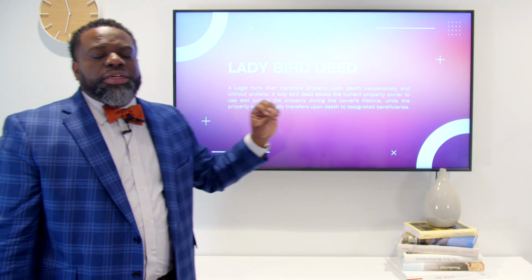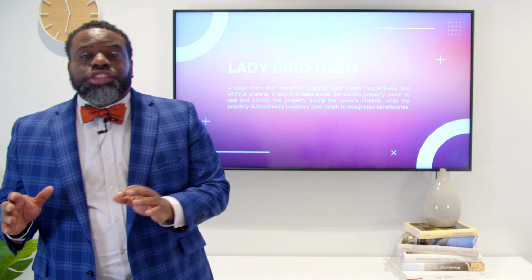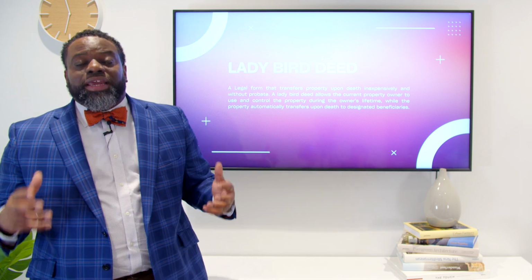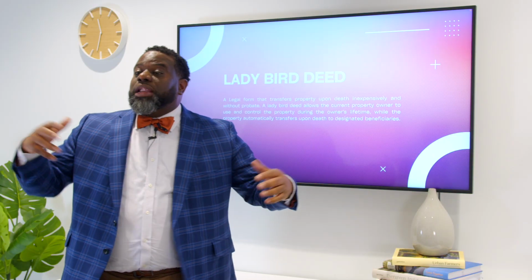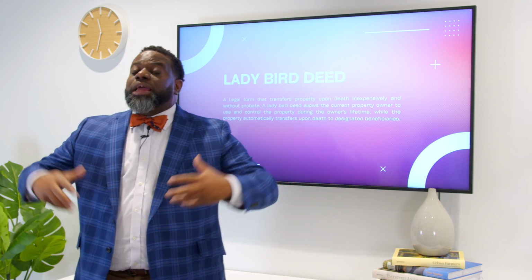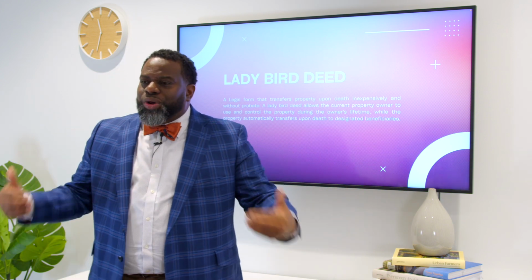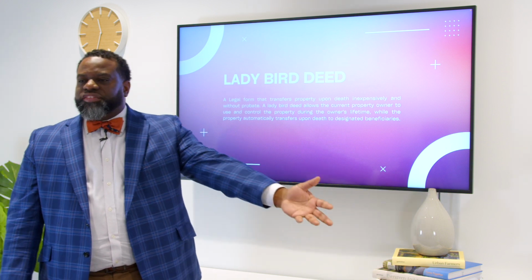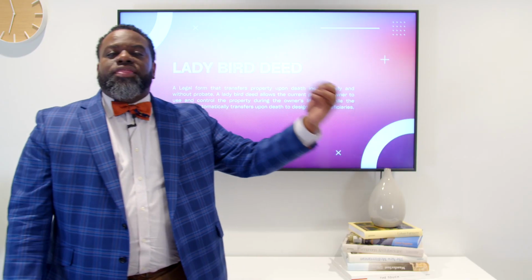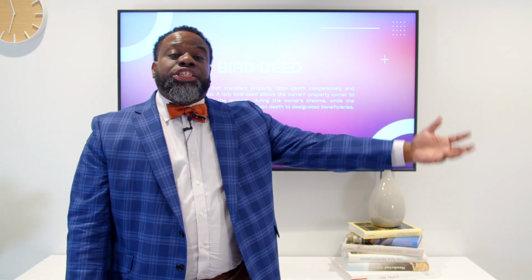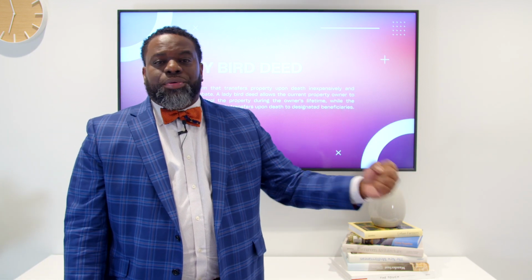A ladybird deed is great if you're trying to transfer real property to a beneficiary and avoid probate. Basically, if you have a ladybird deed, it says that while I'm alive, while I'm still living in the house, or while I'm still renting out the property, I'm in control. But when I die, all my beneficiaries have to do is file the death certificate with the property appraiser's office, and that asset transfers automatically to the beneficiaries and avoids the probate process.